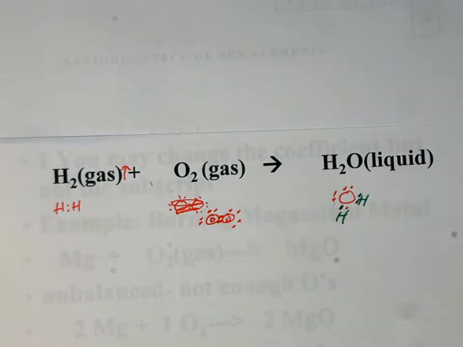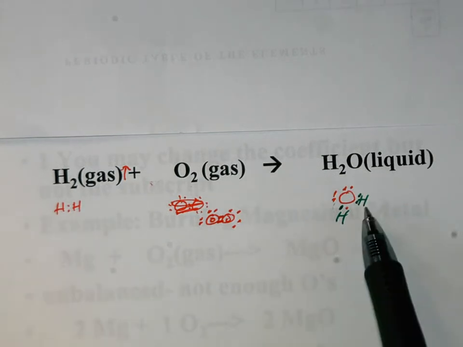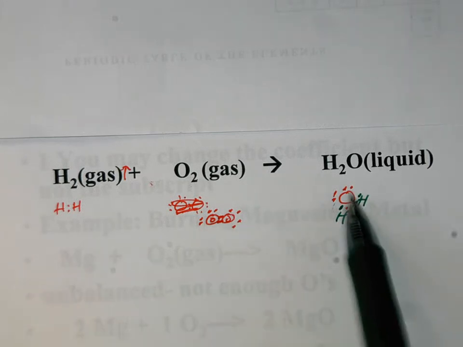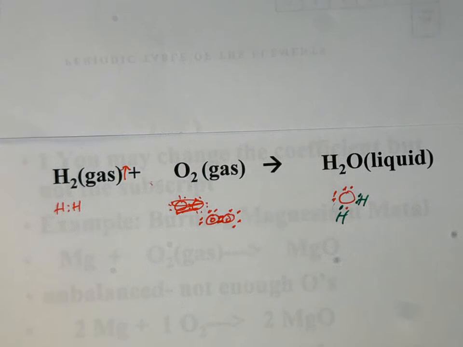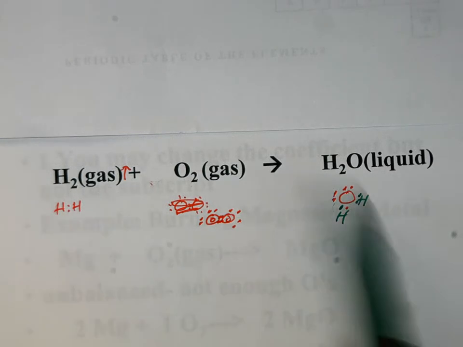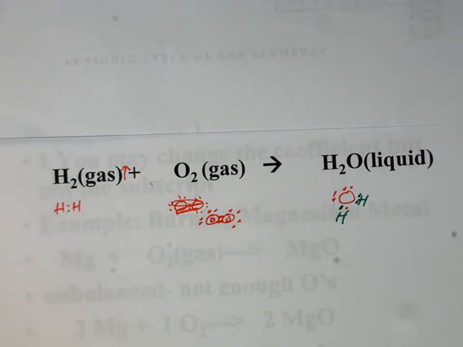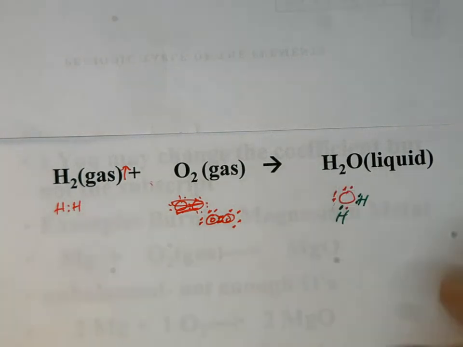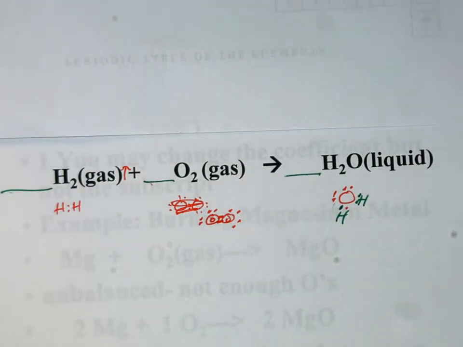So, oh, wait a minute, now we got a problem, you may be saying. Here's two hydrogens, there's two hydrogens, okay? We have two oxygens here. Uh-oh, we only have one oxygen over here. Now, the rule for balancing chemical equations is that we can never change the subscripts. Water is always H2O. What we can do, though, is change the number of those in order to balance everything out.